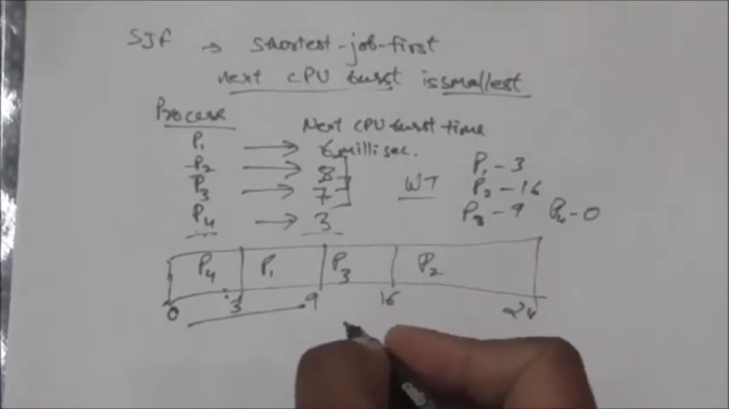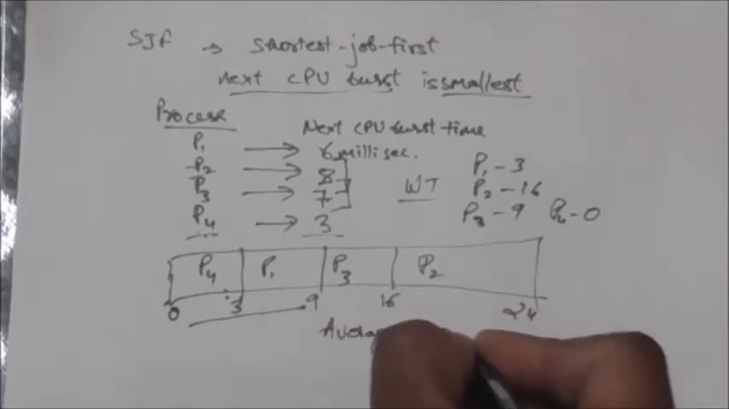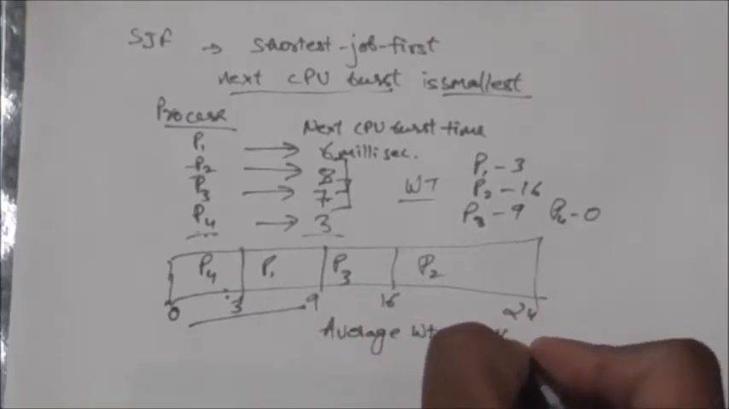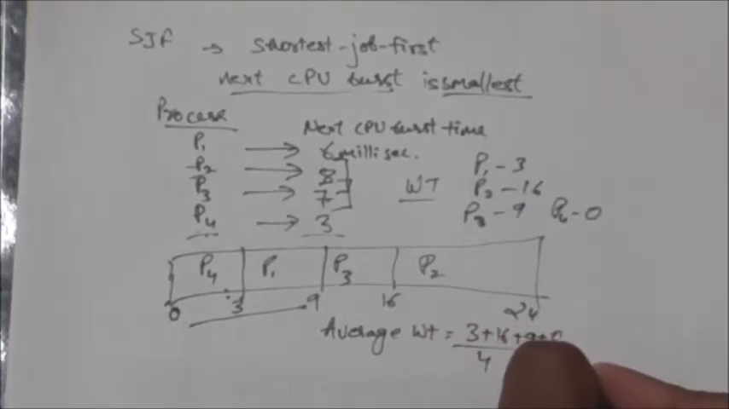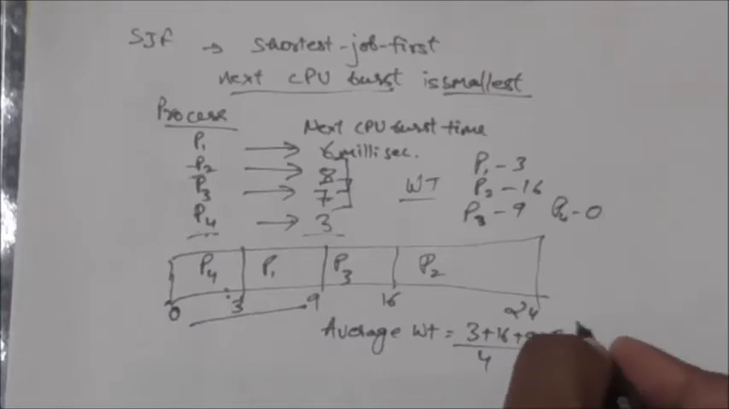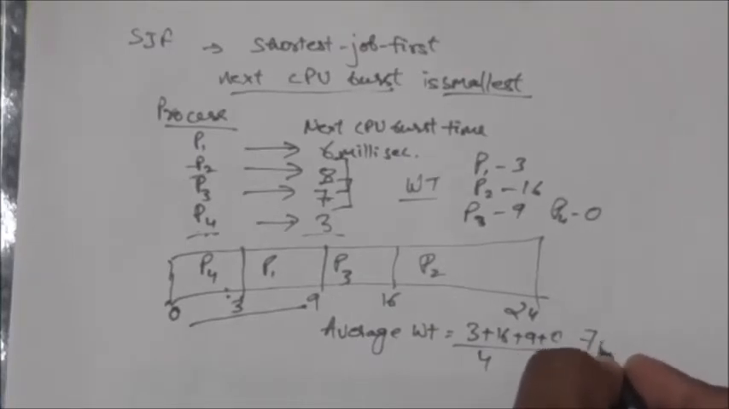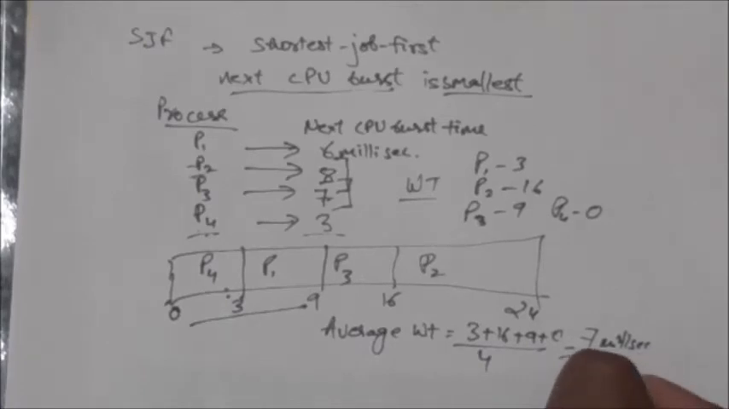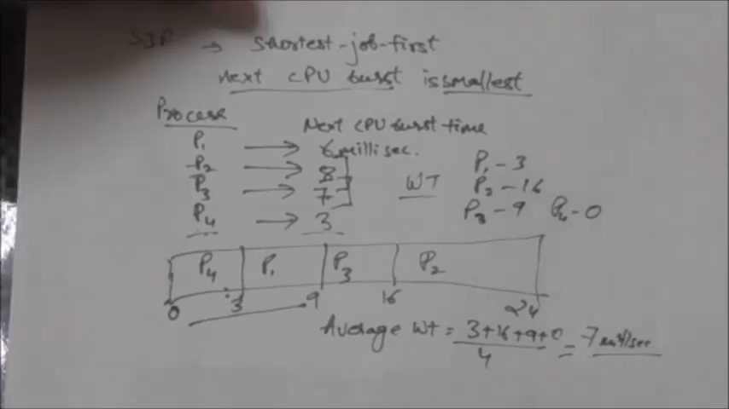Now what is the average waiting time? The average waiting time is 3 plus 16 plus 9 plus 0, divided by 4, and it will be 7 milliseconds. So the average waiting time is 7 milliseconds. Now this shortest job first scheduling algorithm can be preemptive or it can be non-preemptive.